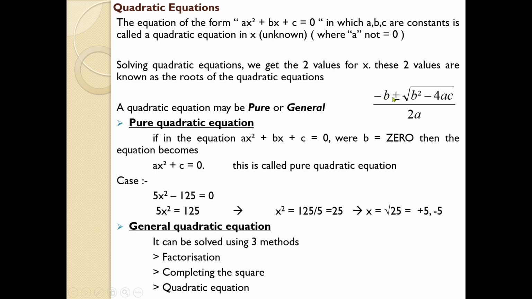Since this plus and minus sign is there in the quadratic formula pattern, that is why here we have shown plus 5 and minus 5. That is a peculiar pattern for presenting the quadratic solution.